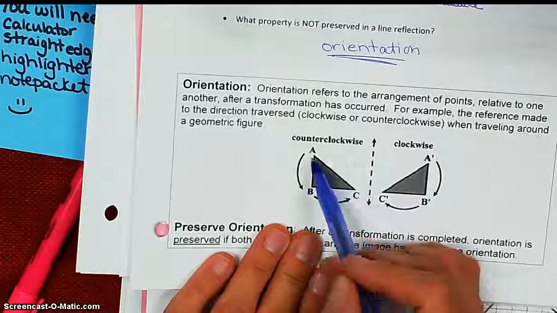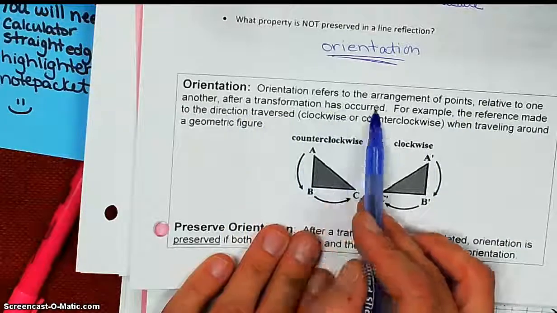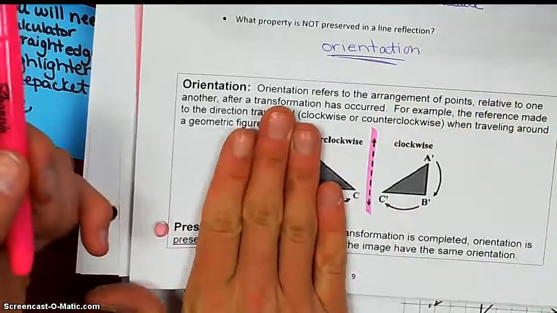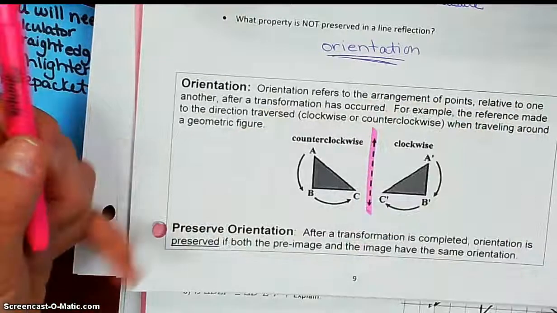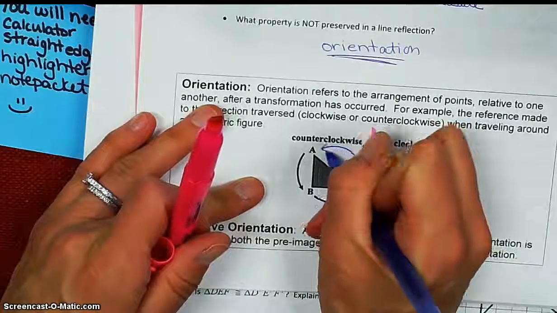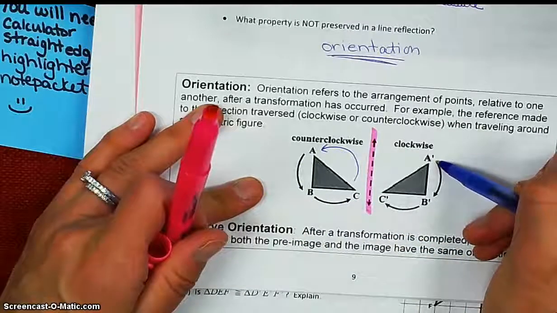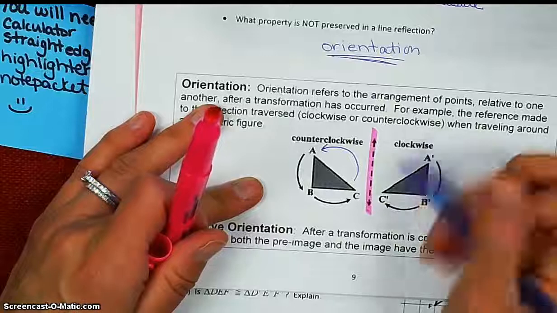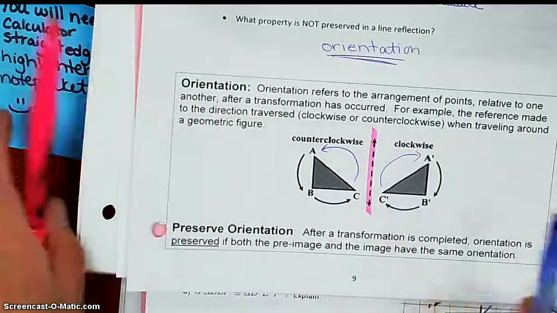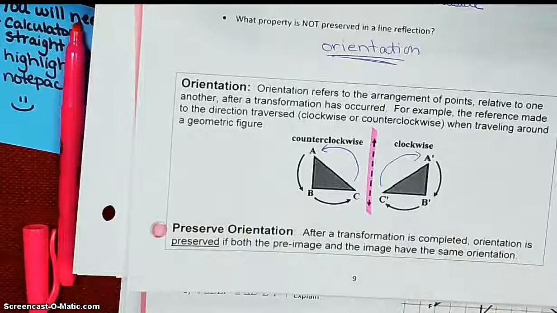So if we take a look here, orientation refers to the arrangement of the points relative to one another after a transformation has occurred. So if we look here, we have a line of reflection. We took our pre-image and we reflected it over. But now if you look at the order of the letters, A goes to B, goes to C, which then goes back around to A. This is going in a counterclockwise fashion. Now if you look at your primes, we go A prime to B prime to C prime, which then goes back up to A prime. This is going clockwise. So they are going in opposite directions, which means they have opposite orientations.